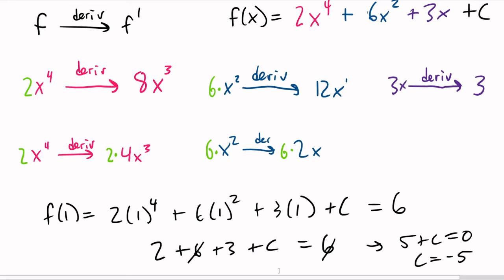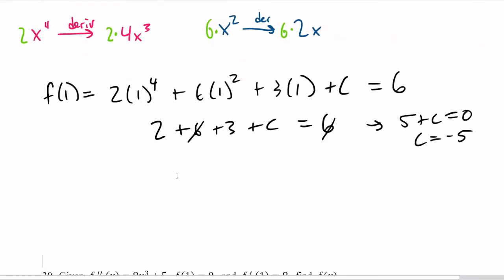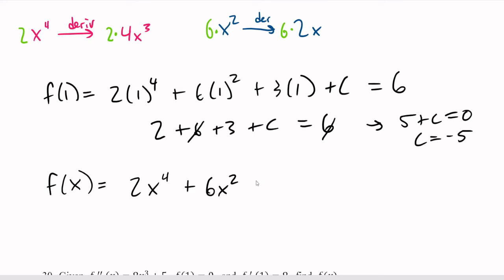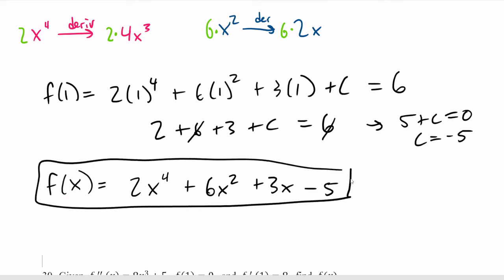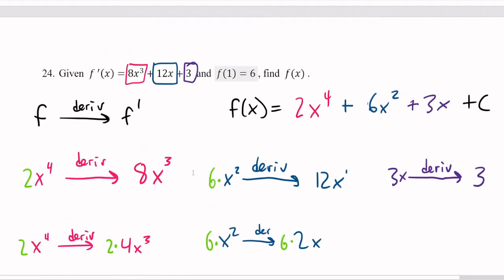This is what all these will look like. And then you just put it together, right? At the end, your specific antiderivative is going to look like 2x to the 4th plus 6x squared plus 3x minus 5. All done. So what do we do? Just to recap, if I give you a specific point to use, you just treat it like a general antiderivative, get your plus c, and then you plug this point in to figure out what c is going to be. There you go. So we just found a specific antiderivative.